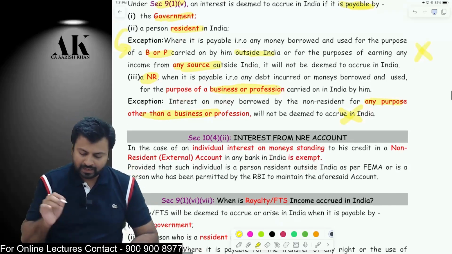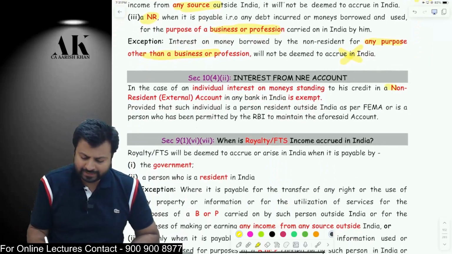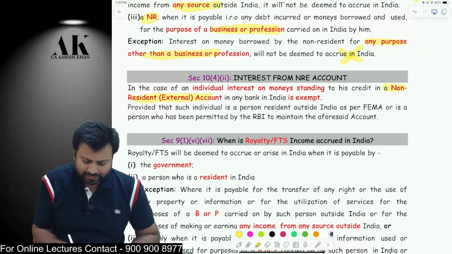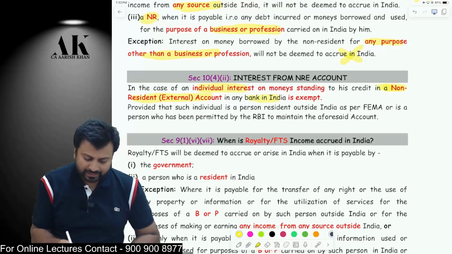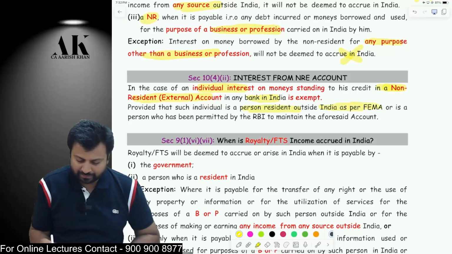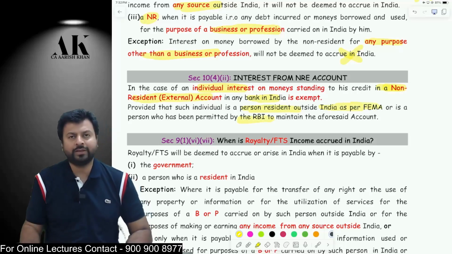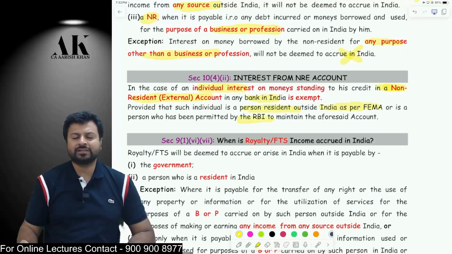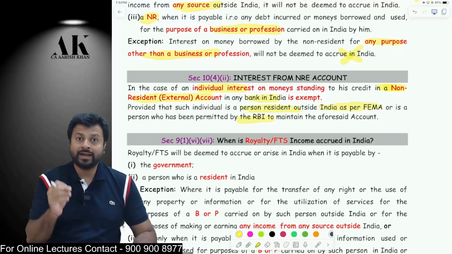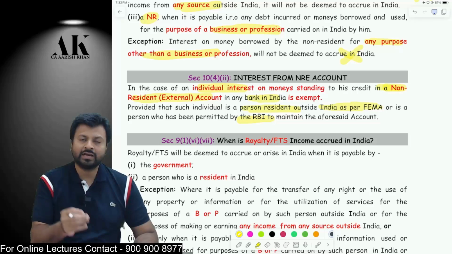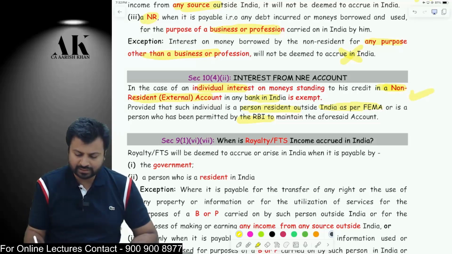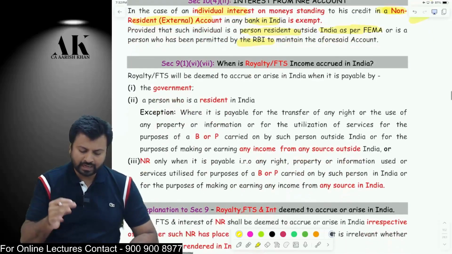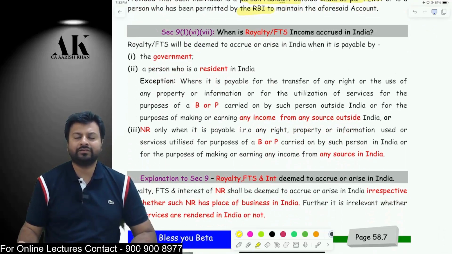Be very careful. Okay. Apart from that, suppose you have an NRE account in any bank in India, and you are receiving some interest in that NRE account, then that interest is exempt to non-residents. Which non-residents? Any person who is a non-resident as per the FEMA law or as per the RBI law. Okay. So if you are a non-resident as per the FEMA law, and if you have maintained an NRE account, a non-resident external account in India, and you are receiving some interest, then that interest is also exempt under section 10(4)(ii).